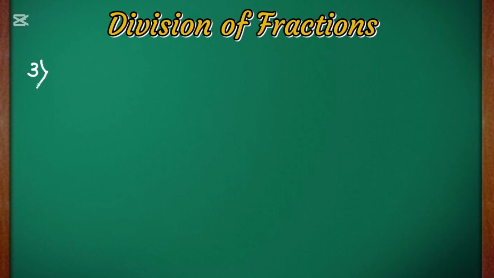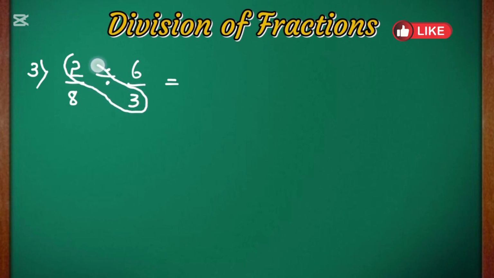Now let us do this by another simple method. I have taken another example, 2 by 8 divided by 6 by 3. The first fraction is 2 by 8 and the second fraction is 6 by 3. Here itself we can take the numerator of the first fraction and multiply it with the denominator of the second fraction, that is 2 from the first fraction and 3 from the second fraction. After multiplying we'll write the answer in the numerator of our answer.